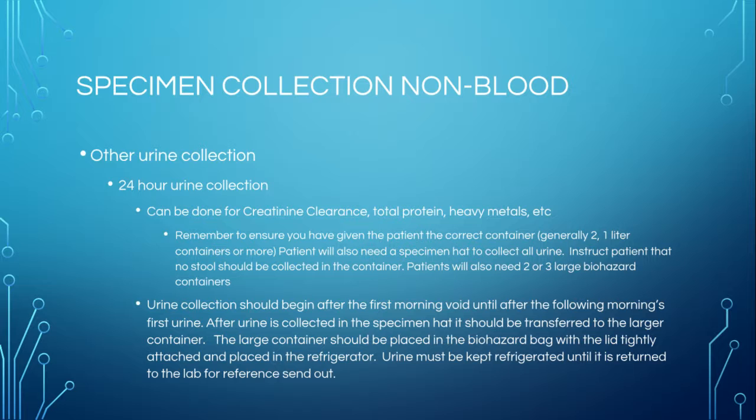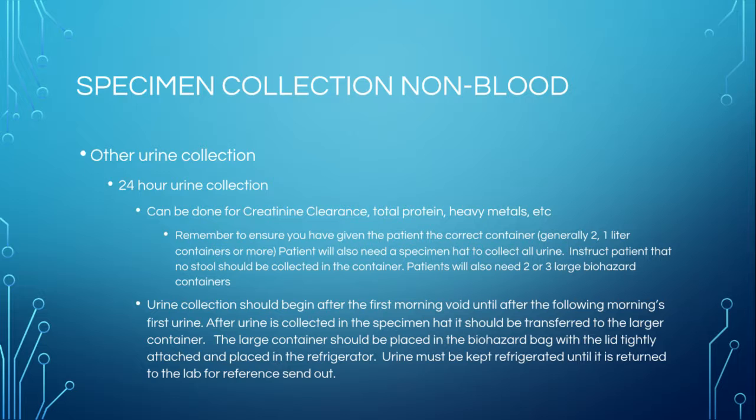Now, one thing I will tell you, the containers that you use are different. So you need to be sure when you're getting these from your reference lab. You tell your reference lab, I need containers for a 24-hour urine for heavy metals, total protein, creatinine clearance. You need to make sure they send you the correct container because some of them have a coating on the inside.